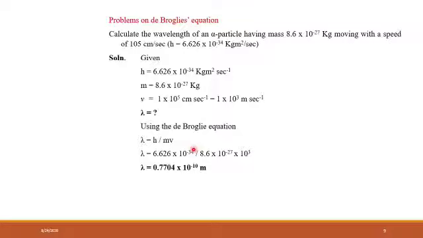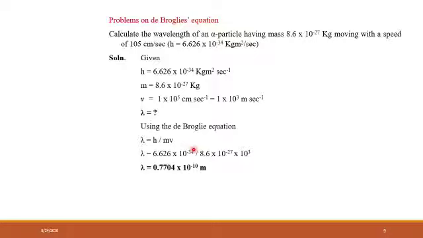So we will see a problem which can be asked on the de Broglie equation. Calculate the wavelength of an alpha particle having mass 8.6 into 10 raised to power minus 27 kilogram, moving with a speed of 10 raised to power 5 centimeter per second. Here the value of h, Planck's constant, is given as 6.626 into 10 raised to power minus 34 kilogram meter square per second.